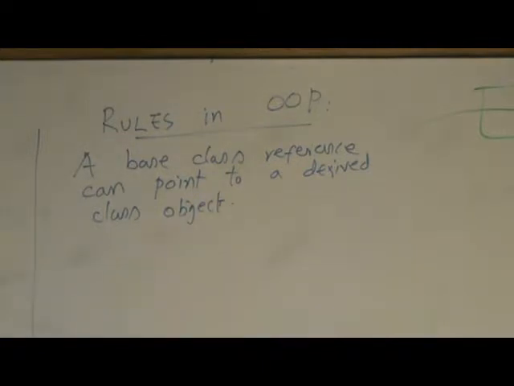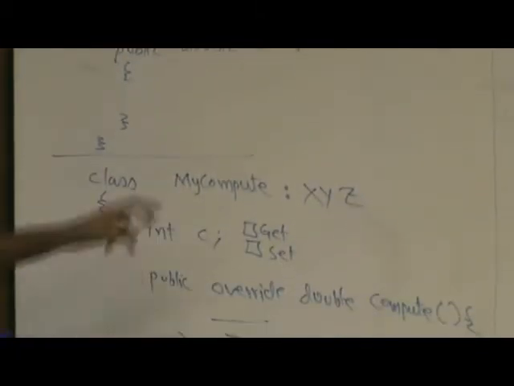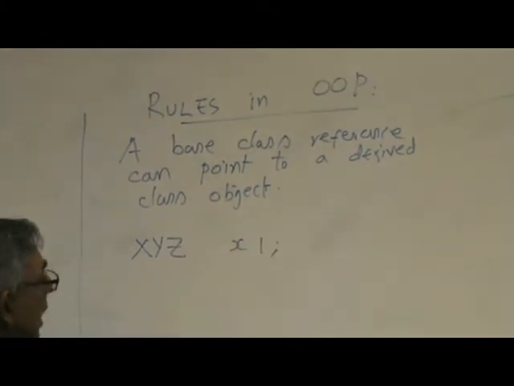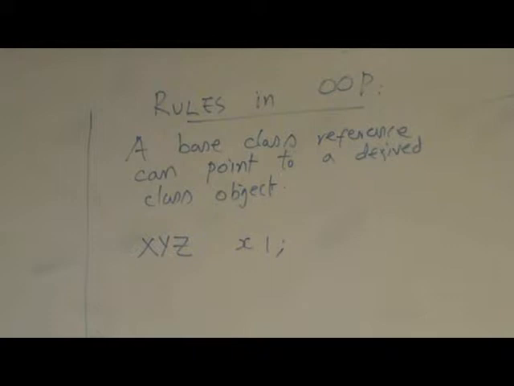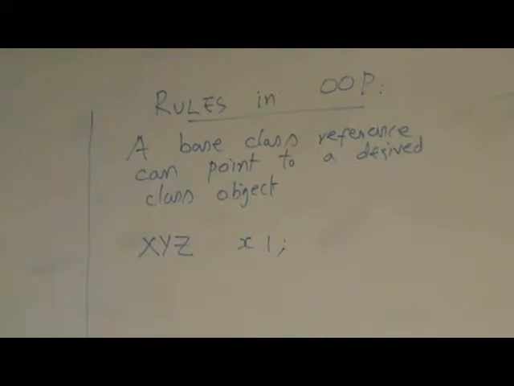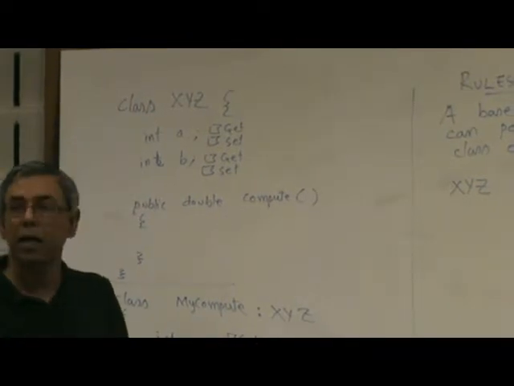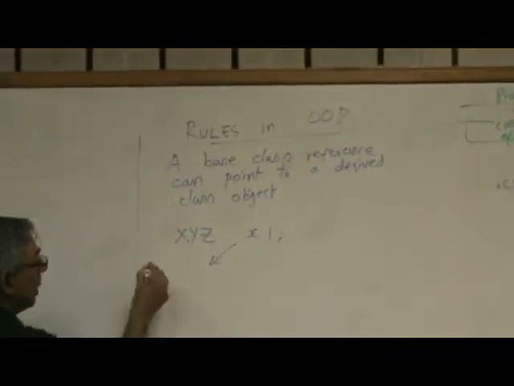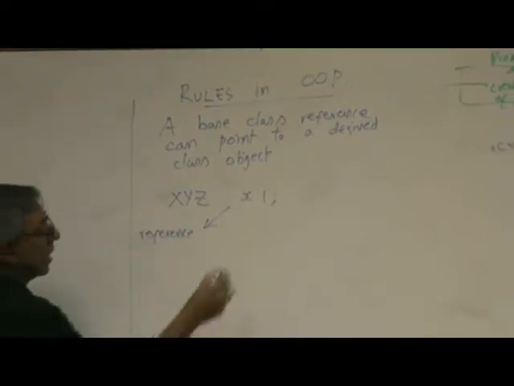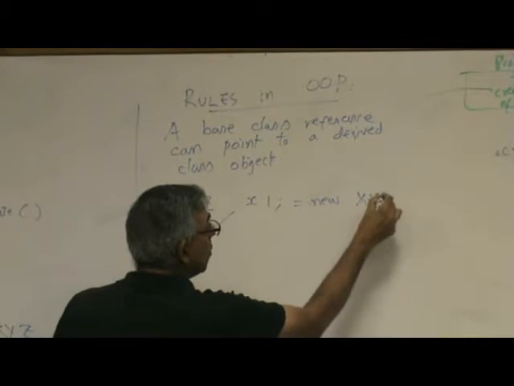So meaning, in this example, what's the base class? XYZ. What's the derived class? myCompute, right? So it is perfectly okay to create a reference, let's say XYZ X1. Remember, all class objects in C# are created on the heap. So if I say XYZ X1, does it create the memory for storing A and B? No. It's just a pointer, and that's what we call a reference. Until I say new XYZ, only then the memory for storing A and B will be created.